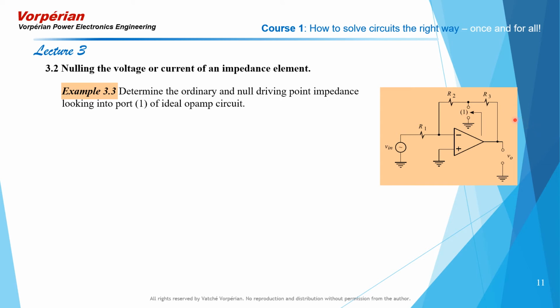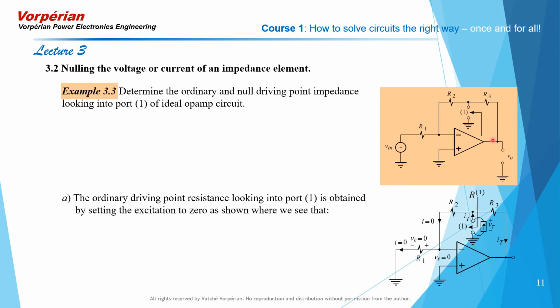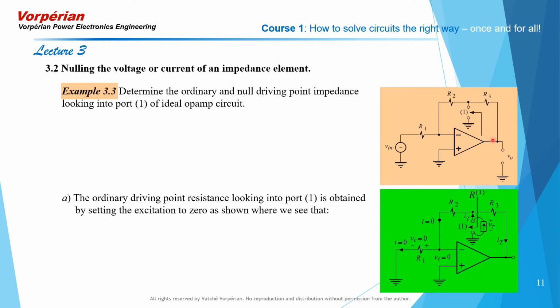We will now demonstrate the concept of a null driving point impedance and an ordinary driving point impedance looking into port 1 of this ideal op-amp circuit. First, we'll consider the ordinary driving point impedance, as shown here, whereby I connect the test current source IT across port 1, and I'll study the voltage VT across it.